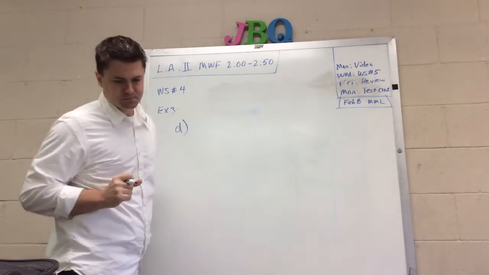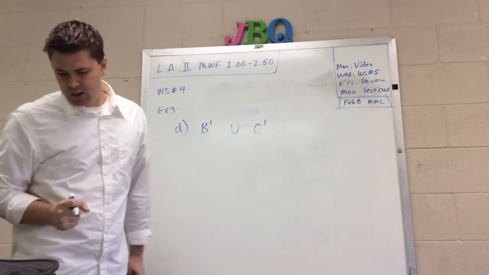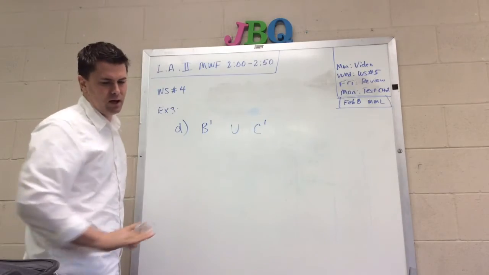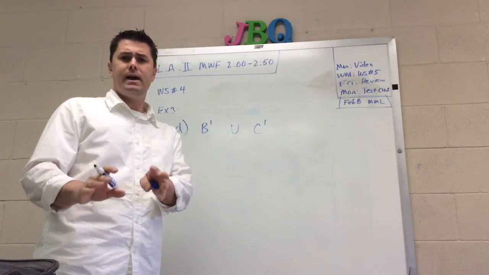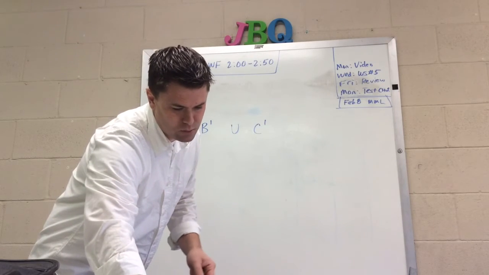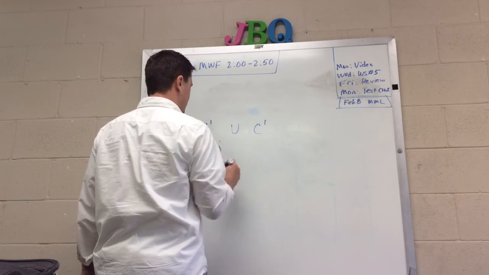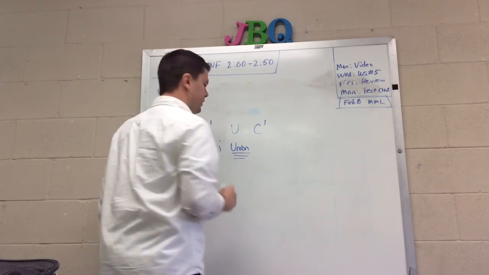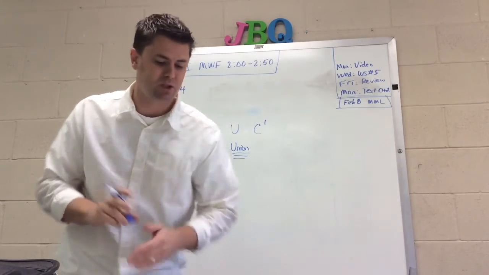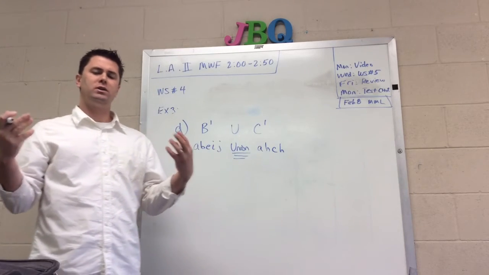Last example, 3D. So we've got B complement union with C complement. B complement is going to be everything outside of circle B. I'm going to use my Venn diagram here and sort of cover up B. If I cover up circle B, everything else is going to be A, B, E, I, J. So A, B, E, I, J. Union with C complement. When I cover up the C circle, I'm left with A, B, C, H. A, B, C, H.